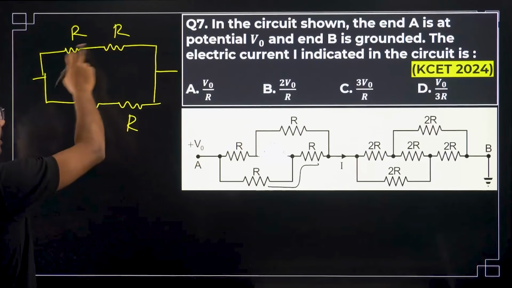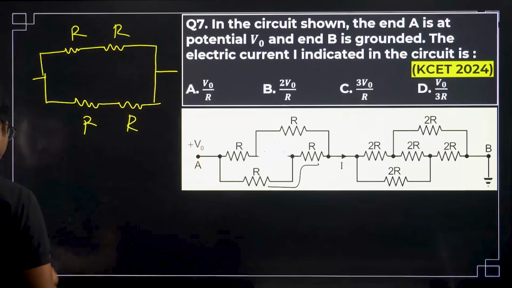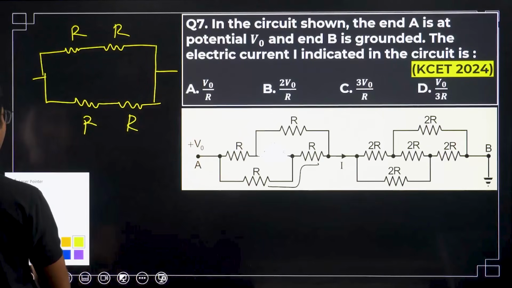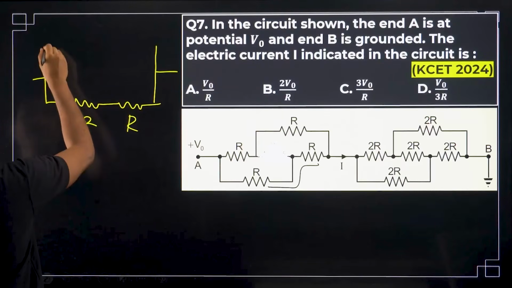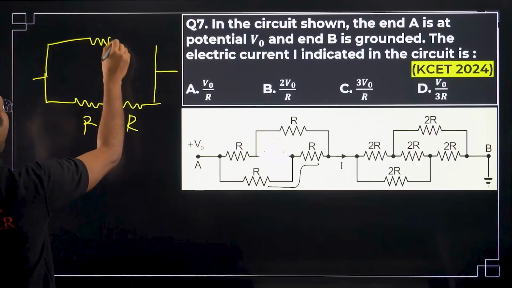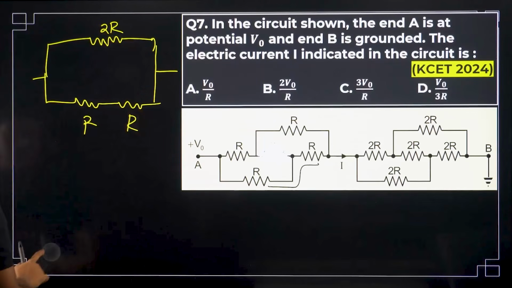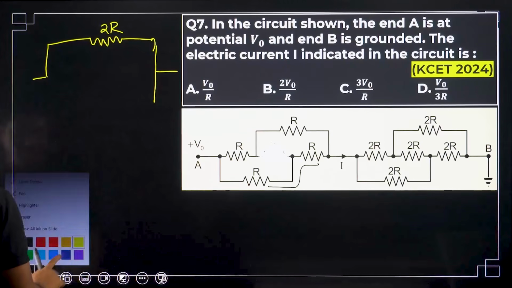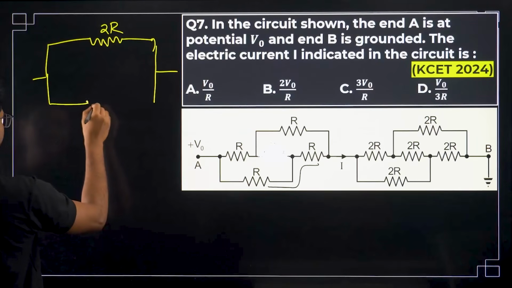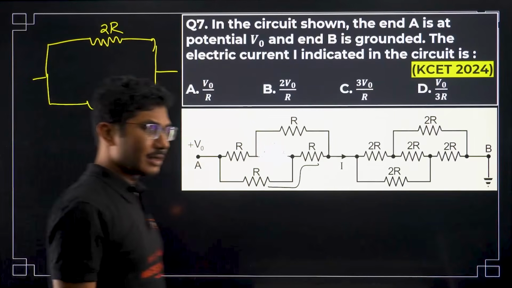So, 2R plus R, 2R, because they are in series combination, right? R plus R is 2R. So, what we get? We get a 2R over here, and similarly here also we get R plus R, 2R. Now, this 2R and 2R are in parallel combination.